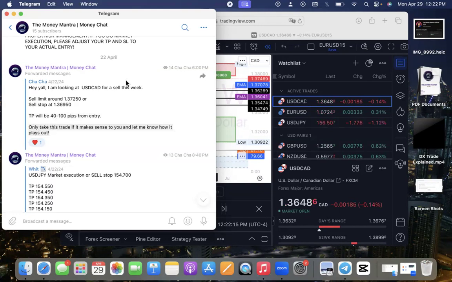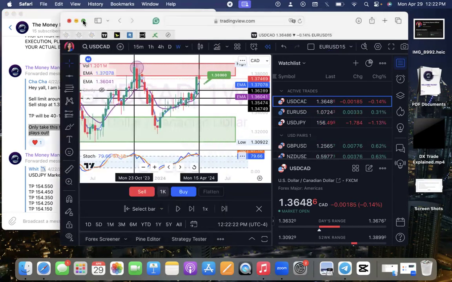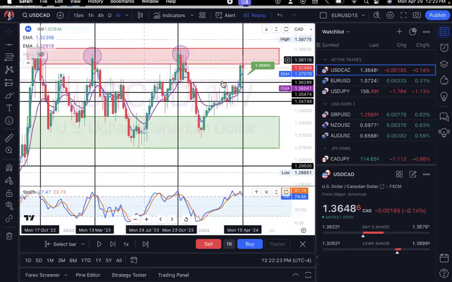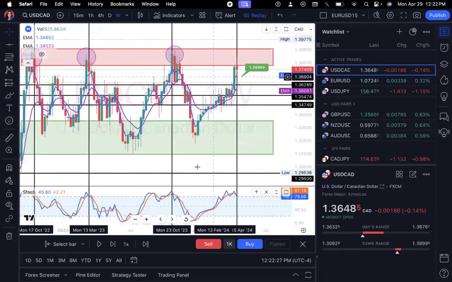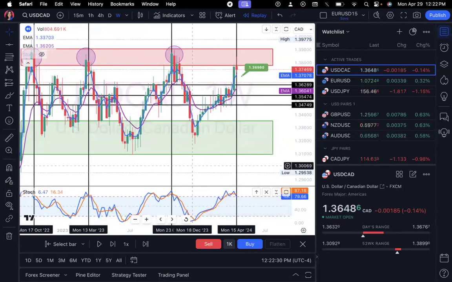Now, USDCAD has been dropping so beautifully. It's dropped about 100 pips since then. But I'm going to go to TradingView and give you guys a breakdown about what I did when I got into this trade. So here's my chart, and it looks like it has a lot of lines on it, but we're just going to build it back up to this point.